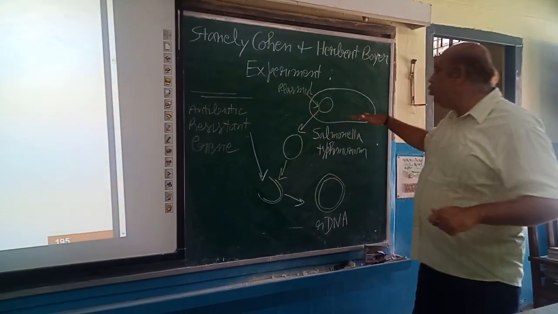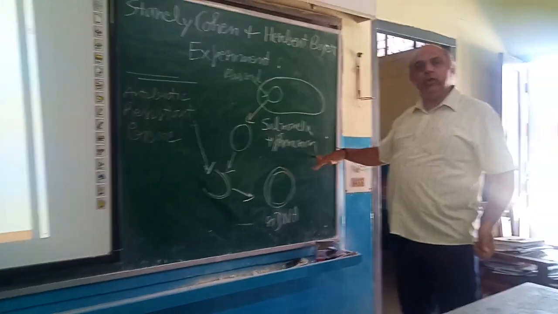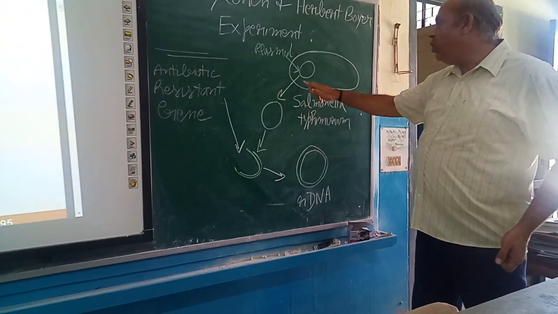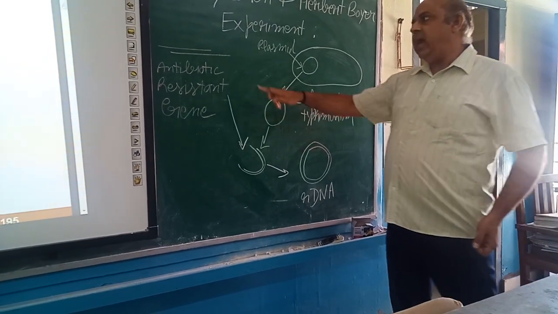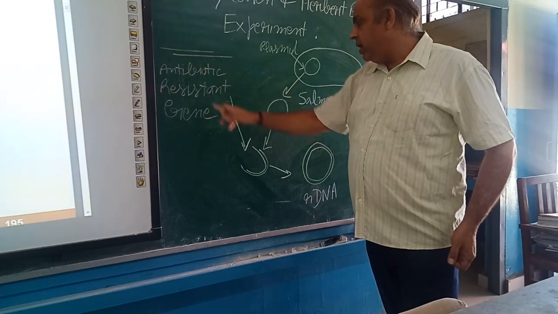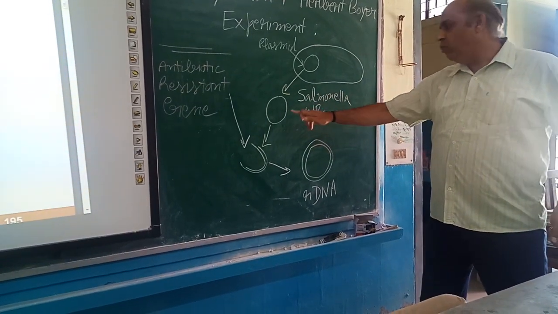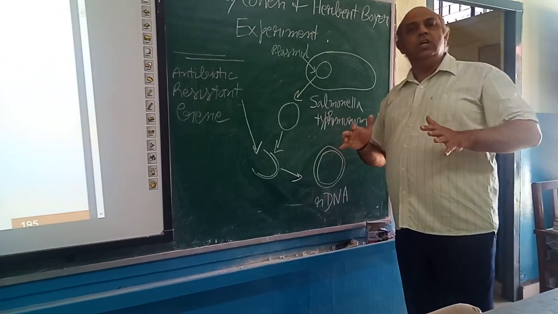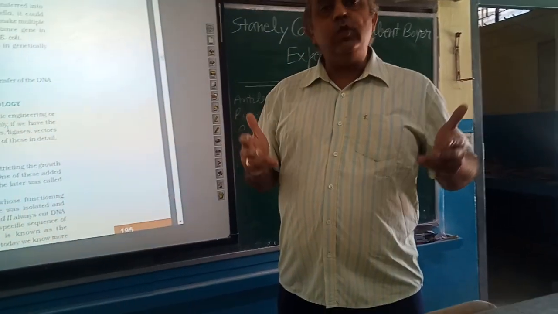They used another bacteria, Salmonella typhimurium, and isolated its plasmid. The antibiotic resistant gene and the plasmid of Salmonella typhimurium were attached to each other. For this purpose, they used restriction endonuclease enzymes.